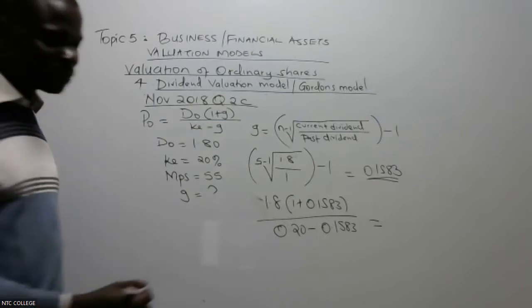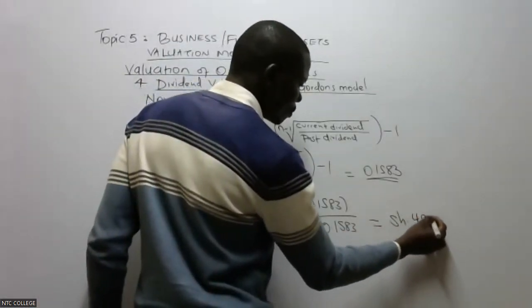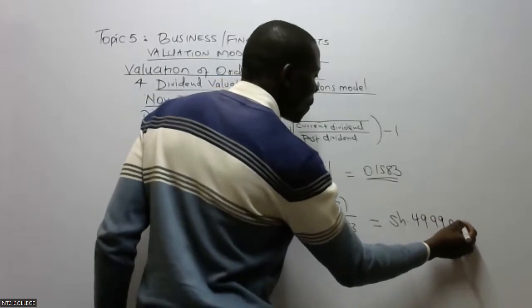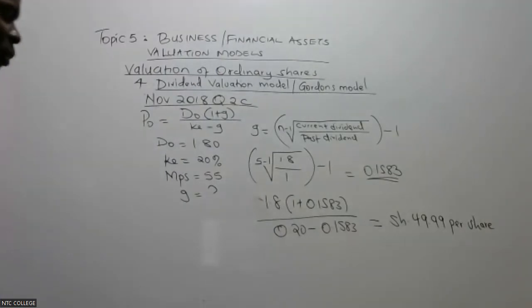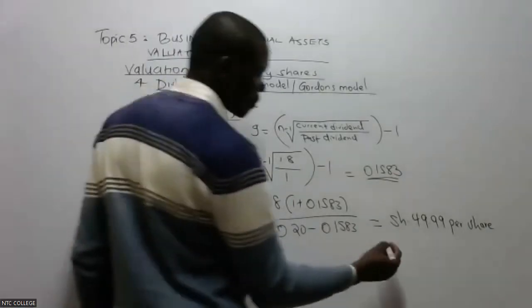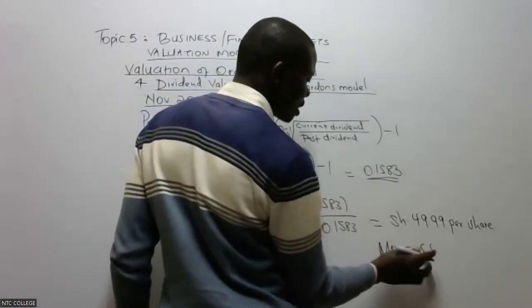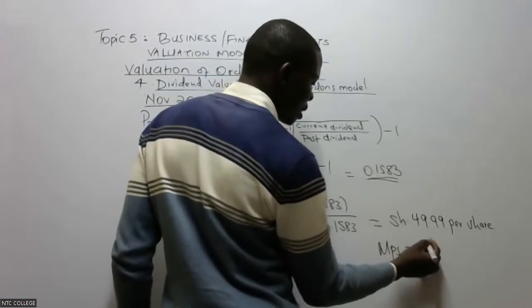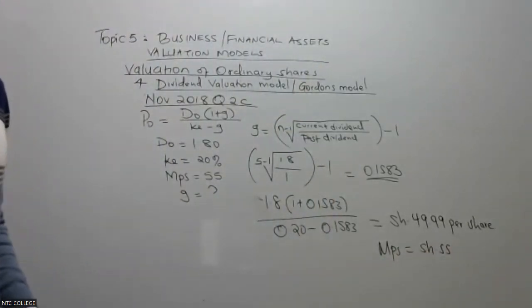$49.99 per share, right? That is the intrinsic value. But it is selling at 55 shillings. MPS is 55 shillings. So what advice should we tell this person? What is the advice to this person?